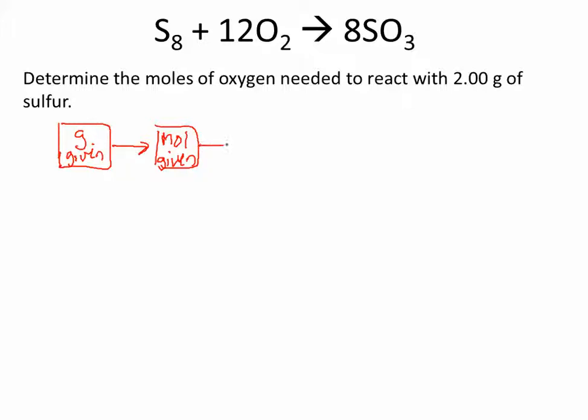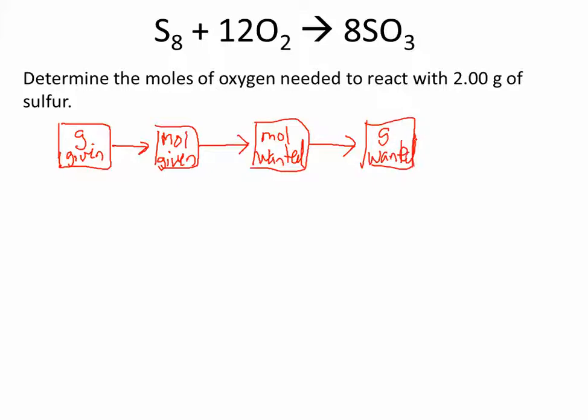And then you're going to be asked to convert that to the moles of wanted, or you're going to be asked to convert that to grams of wanted. And as long as you have a balanced equation, you can be given grams or moles of any reactant or product, and you can convert that to grams or moles of anything else in the chemical reaction. So let's look at this problem. Determine the moles of oxygen needed to react with 2 grams of sulfur.